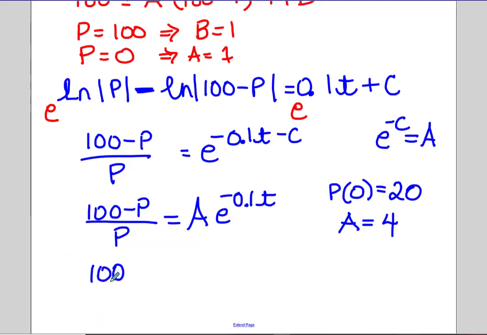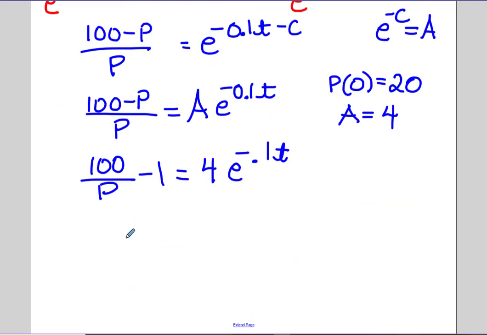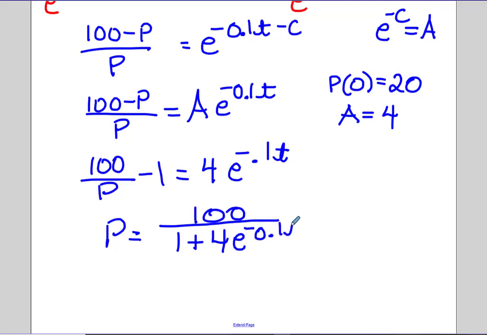So we have 100 divided by P minus 1 is equal to 4e to the negative 1/10 t. And you see where I got the minus 1? I pulled this fraction apart. So solving for P, we have P is equal to, doing this in my head, 100 divided by 1 plus 4e to the negative 1/10 t. So here's my general solution.